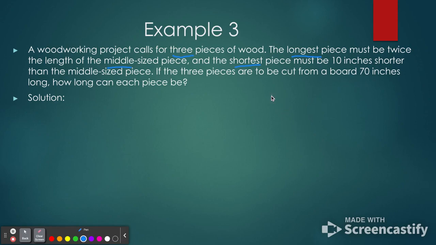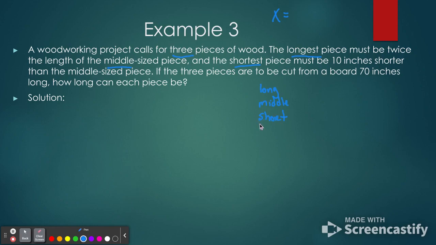All right, so we have 3 things. We have our longest, we have our middle, and we have our short. The deal is that we still use one variable. It's not that we have 3 variables in this situation. That's going to be a completely different type of word problem. So x is represented by what? That's the question. So let's see if we can figure that out.